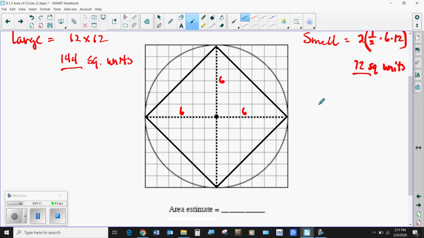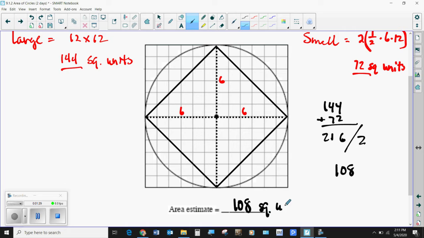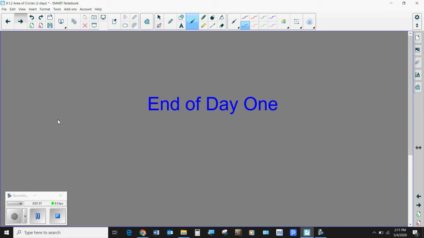I don't think we ever finished the process. What is 144 plus 72? That is 216, and then we divide that by 2 because we want the average. So it was about 108 square units for that circle. Okay, probably not the best way of doing it, but it is actually an effective way when you don't have the formula. Let's try it again.